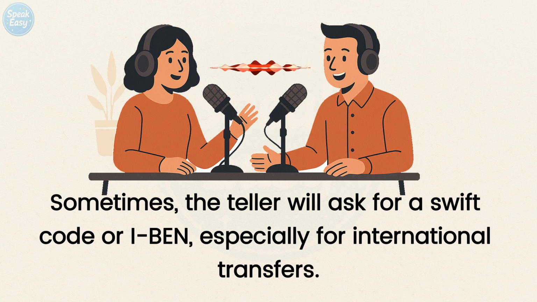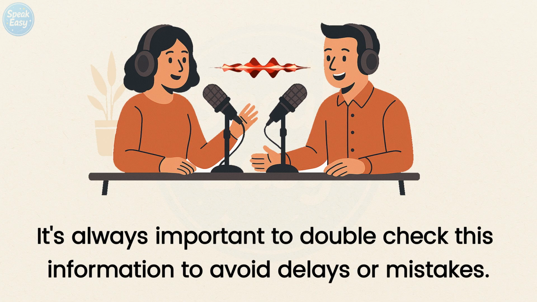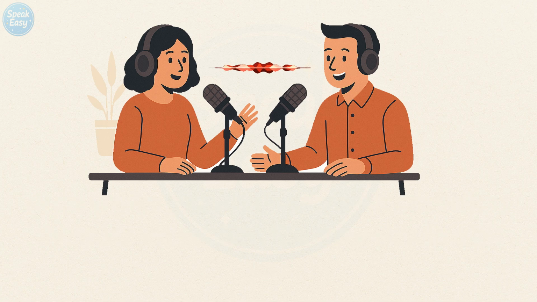Sometimes the teller will ask for a SWIFT code or IBAN, especially for international transfers. If you don't know, you can say, I will check with the recipient and provide it. It's always important to double-check this information to avoid delays or mistakes. Once you've given the recipient information, the teller will confirm the bank details with you.